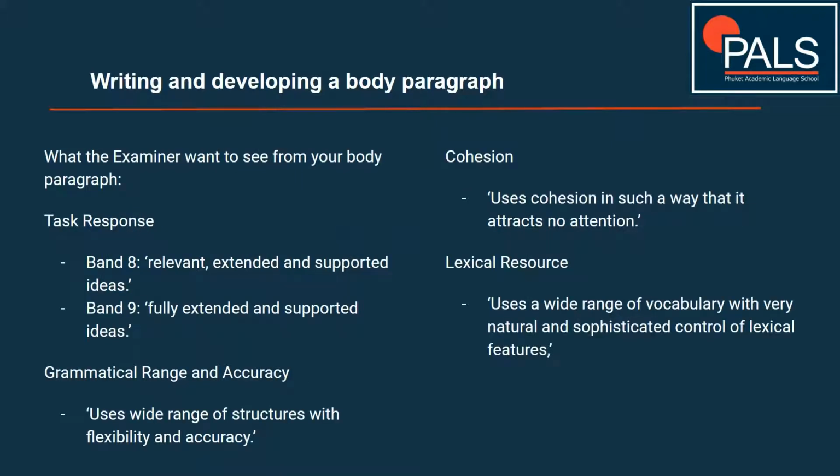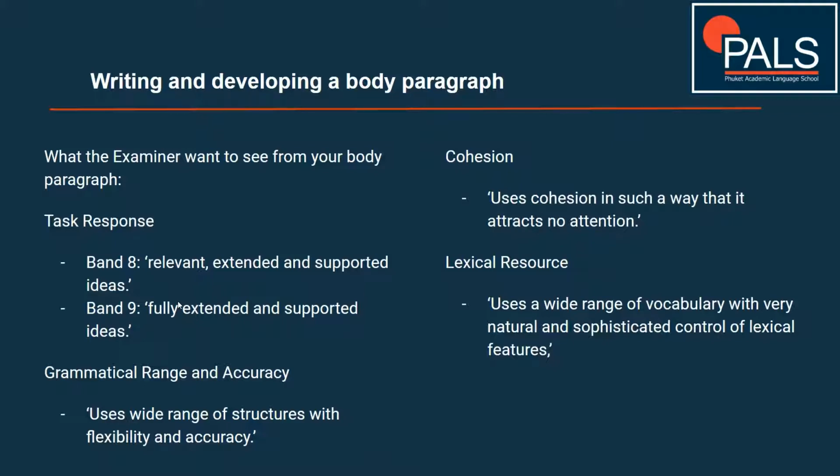So let's move on. And what does the examiner want to see from your body paragraph? Well, here, as you can see, I've taken out the 4 different areas from the band descriptors: task response, grammar, range and accuracy, cohesion, lexical resource. So from your body paragraph, to get a band 8, you need to have relevant and extended supported ideas. To get a band 9, fully extended and supported ideas. So you need to develop fully and support fully. And we'll talk how to do that in a bit.